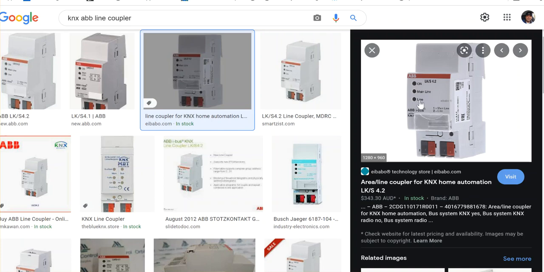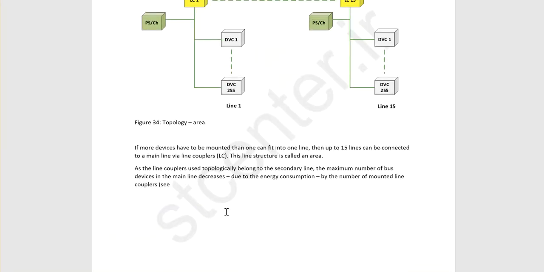Remember that as hardware, there is no difference between line coupler, backbone coupler, and line repeater. They are the same, but they are different in the application program and the physical address. Remember that. Okay, let's continue.